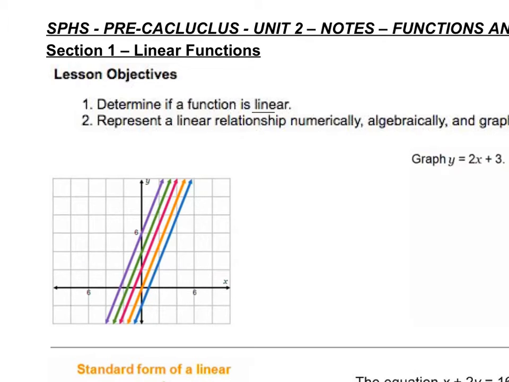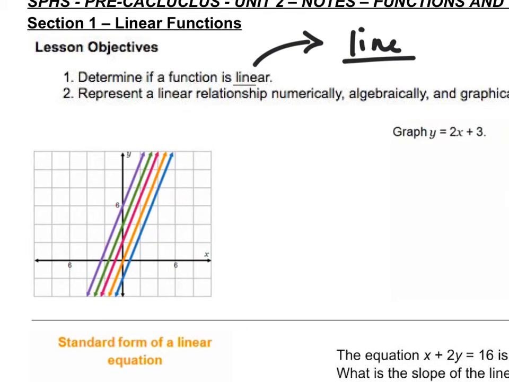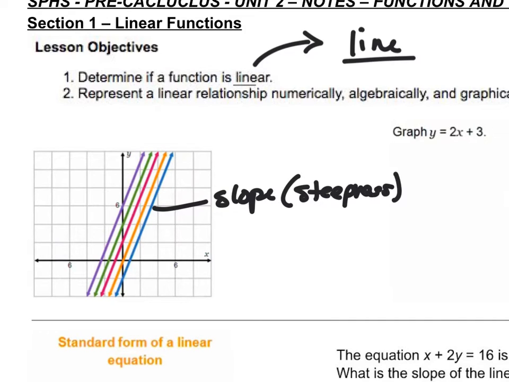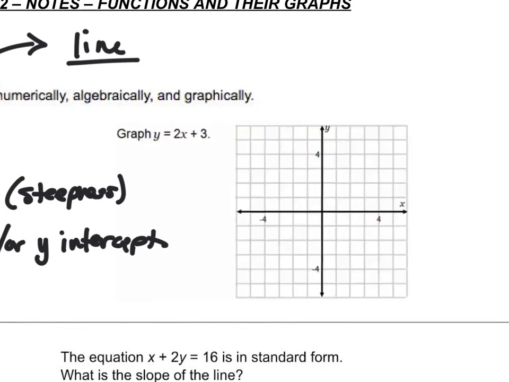Okay, so each time you have a linear function, you have a line, okay? And so, every line has specific attributes to it. Mainly, you have a slope, and that represents your steepness. Okay, and you have some sort of y-intercept, sorry, y-intercept, okay?